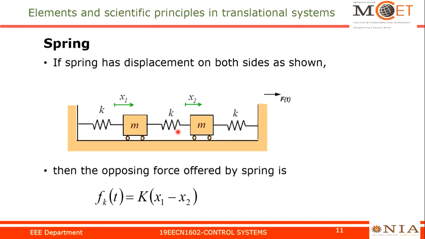So a spring can be connected between two different masses. In that case, the opposing force offered by the spring will be k into x1 minus x2. Whereas in this case it is k into x2, here in this case k into x1. But in this case k into x1 minus x2, since it is connected with two different masses, that is, on both sides.